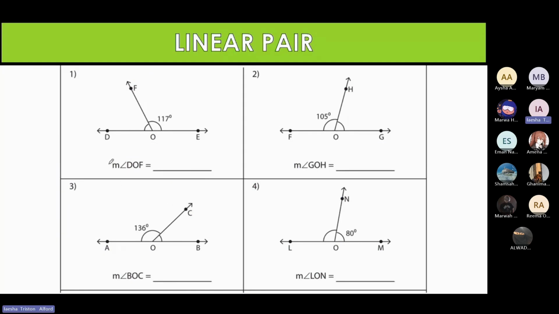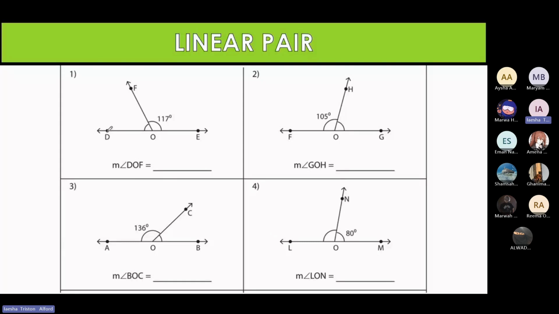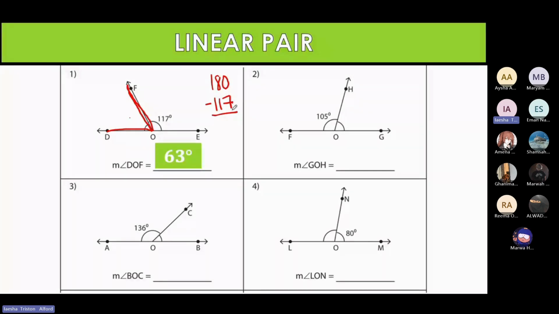Here, we want the measure of angle DOF. How do I know where is DOF? Start at D, go to O, stop at F. I want to know what is the red one. 63. How? I do 180 subtract 117. So 180 subtract 117 is going to give you 63 degrees.